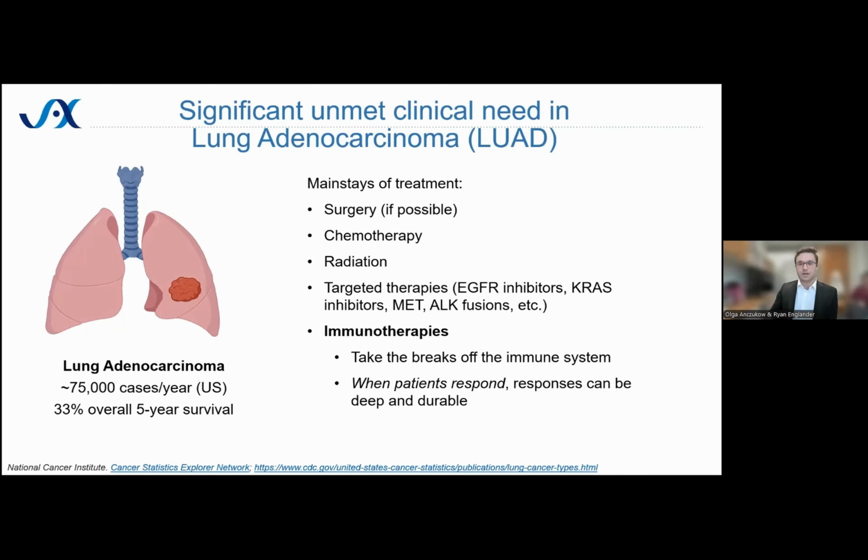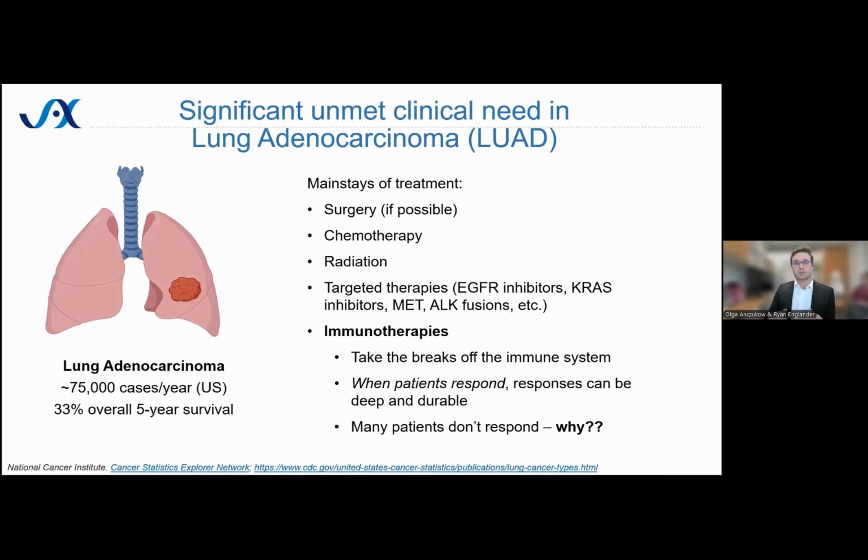So when patients respond to these therapies, their responses can be quite deep and durable, but many patients either don't respond initially or relapse after an initial response and ultimately succumb to the disease. And so we set out to ask why that happens, specifically trying to understand how alternative splicing can contribute to the process of immunotherapy response and treatment resistance.